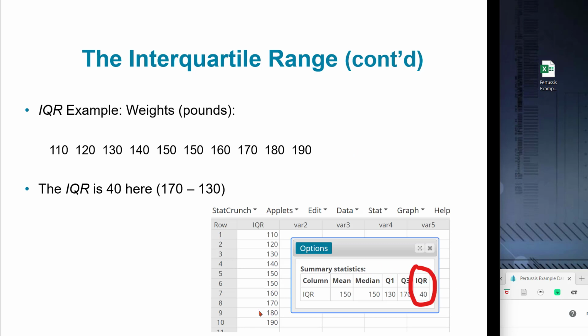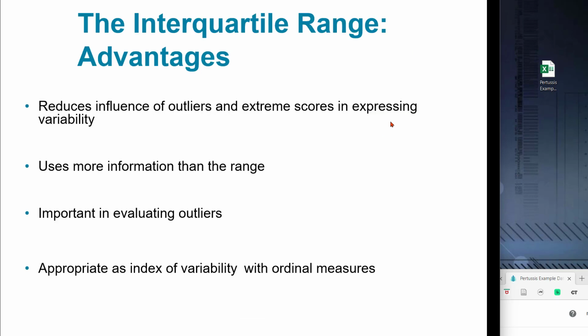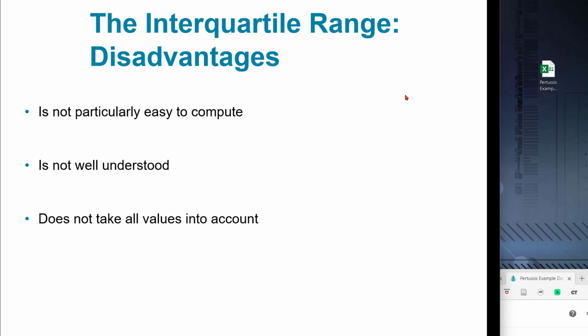The interquartile range has advantages. It's more useful than just the range because it's really looking at the middle half of the data, right? Outliers are reduced in influence, and it can also be used with ordinal measures. The IQR is not without some disadvantages. It needs to be computed by statistical software. It doesn't take all the values into account, and it will ignore some percentages of the data because it's just looking at the range in 50% of the data set.